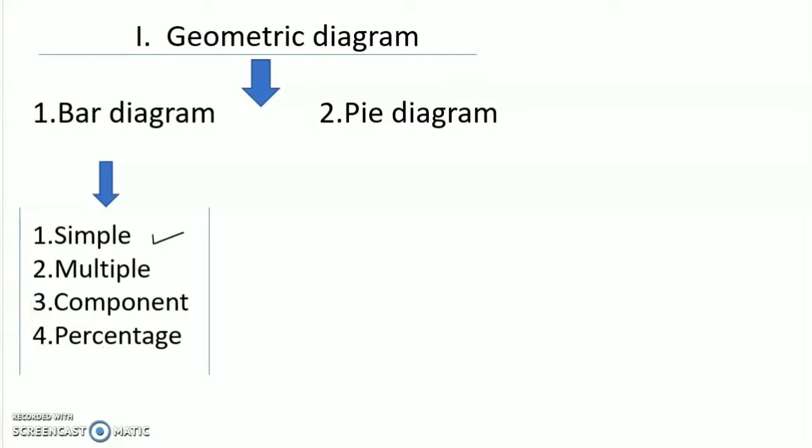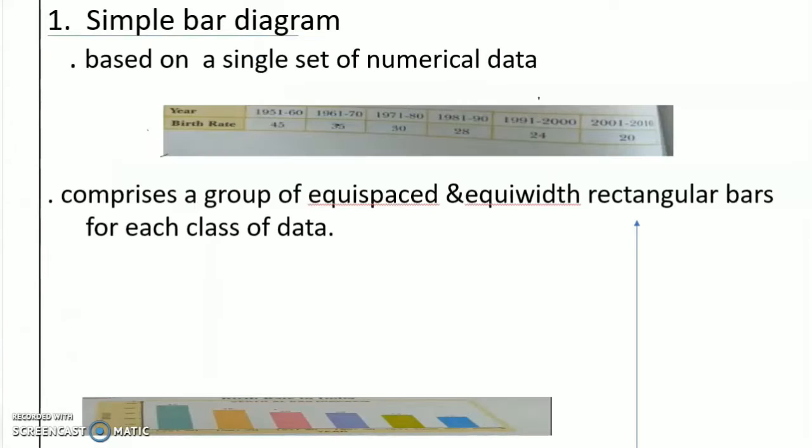Symbol bar diagram is a very simple method. It's easy to draw the symbol bar diagram. As the name itself says, it shows a single set of numerical data. Only one single set we have to analyze here. So from this table it would be clear.